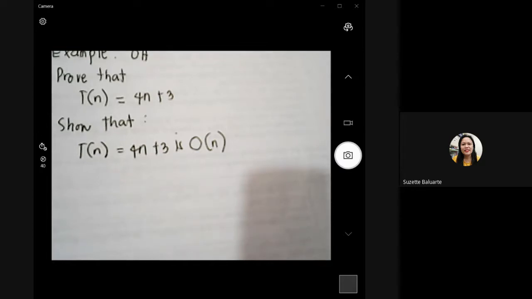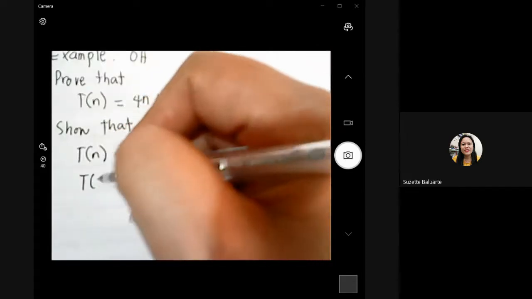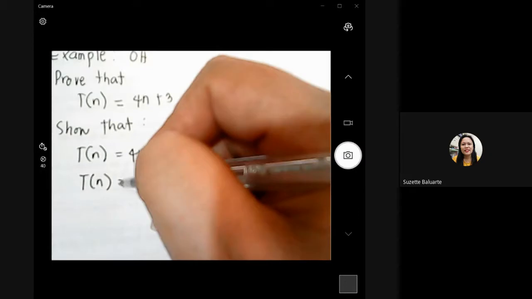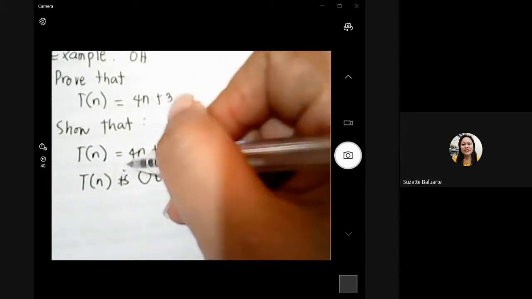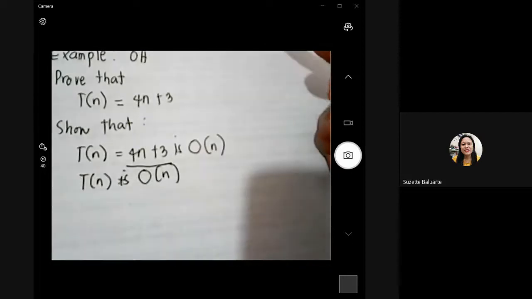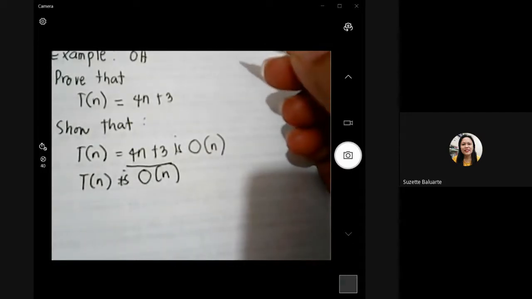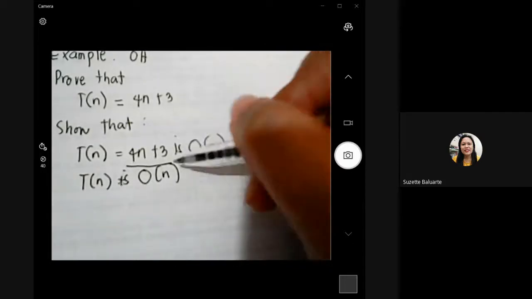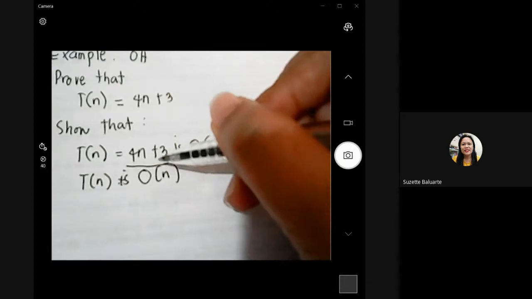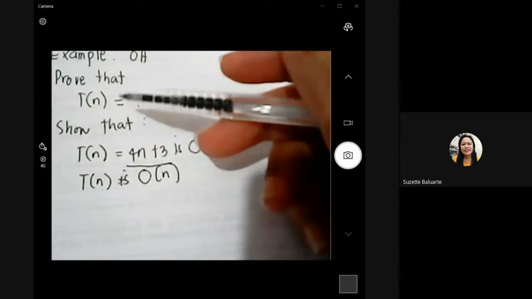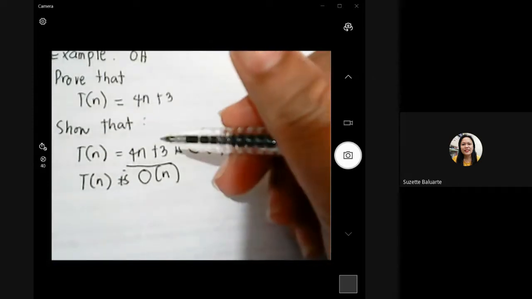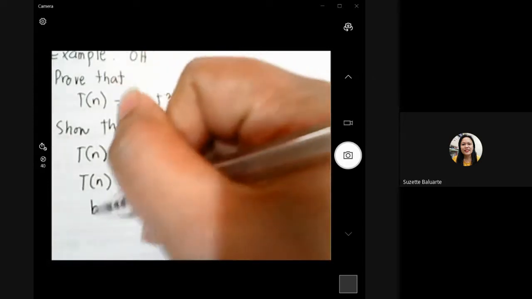So, let's try to prove that T of n is big O of n. In shortcut, you will say T of n is big O of n, and your T of n is 4n plus 3. Now, in that case, we will have to do it by definition, based on the definition for big O.